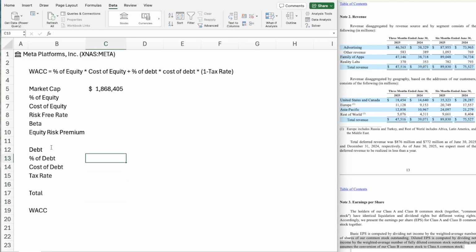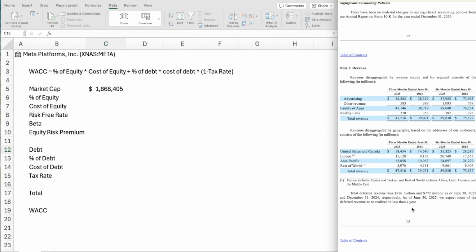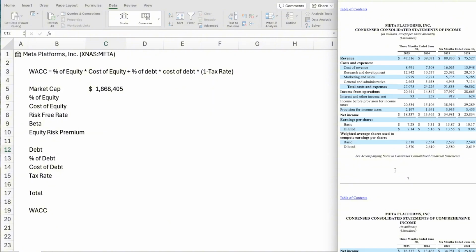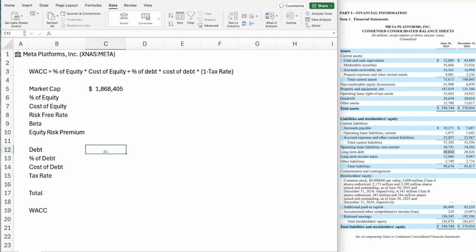So what can we do already? We can find out what the debt is. We go to the balance sheet. Right now I'm on revenue. Remember this page number 13, because we're going to go back to it. But let's just look at the balance sheet. So this is the income statement. Here it is. Accounts payable, operating lease, accrued expense, and other liability. Okay, so it looks like Meta has about 28.8 billion in debt. 28,832.